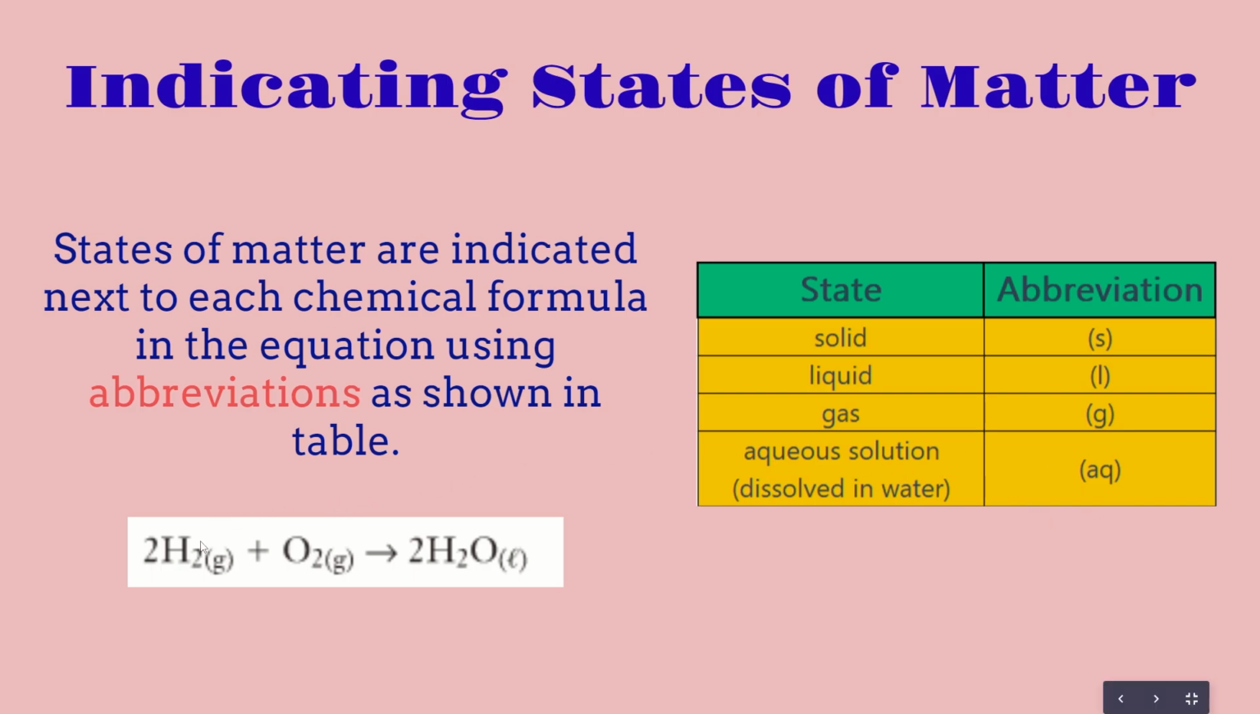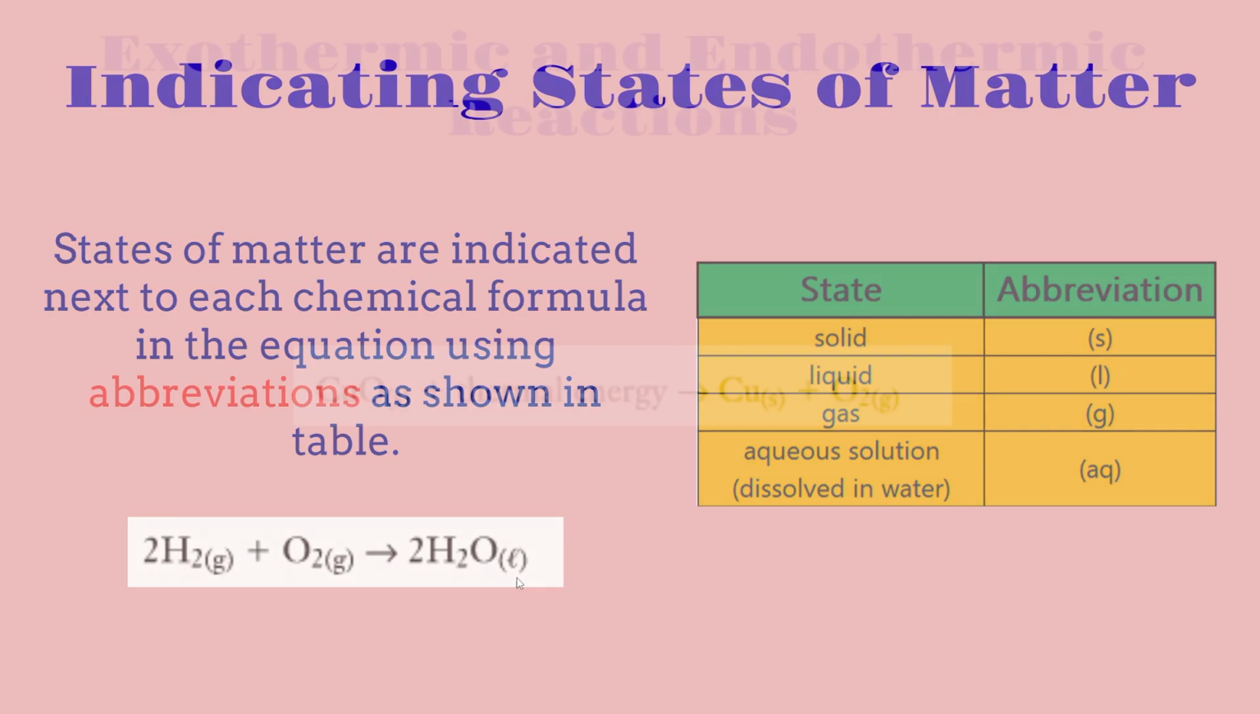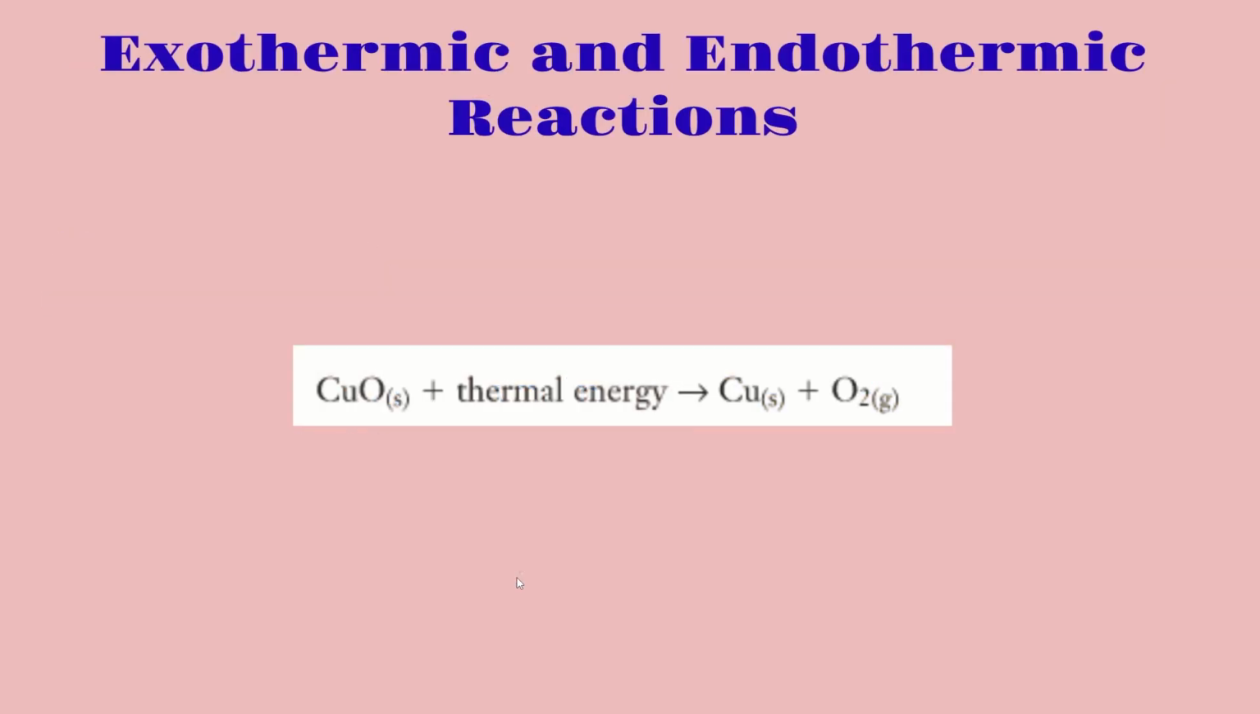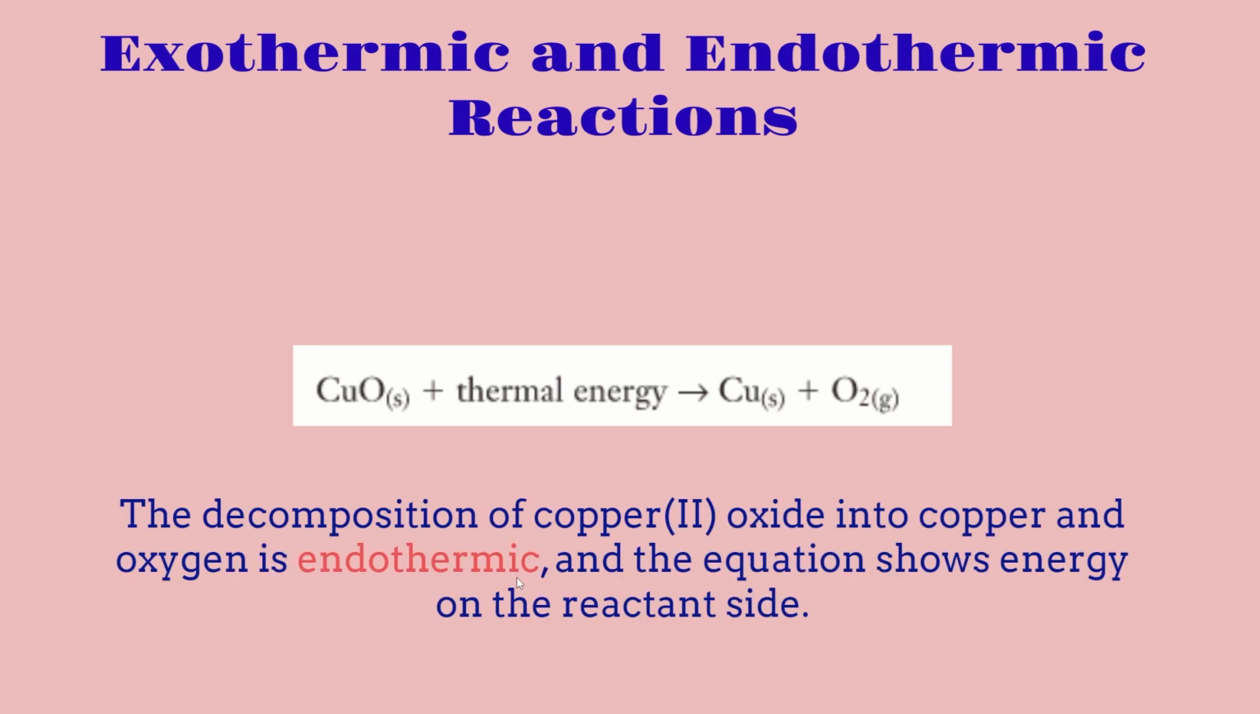If we were to do our example from the previous slide, the hydrogen gas would be represented as G, the oxygen gas would be represented as G again, and our water would be represented as L. This is how you can indicate states of matter, and it's really important to do this as well. And now we're going to talk about the difference between endothermic and exothermic reactions.